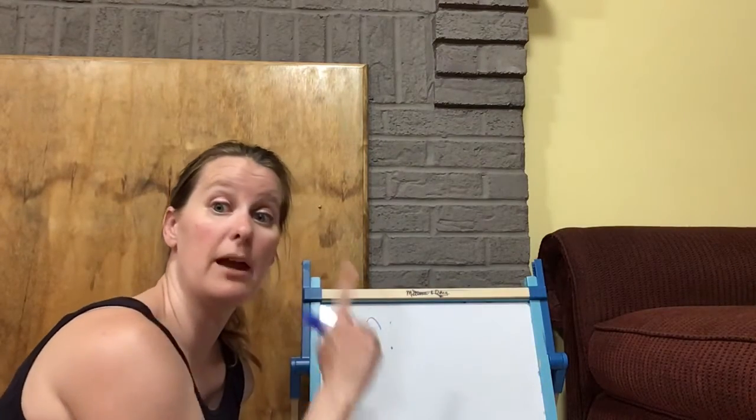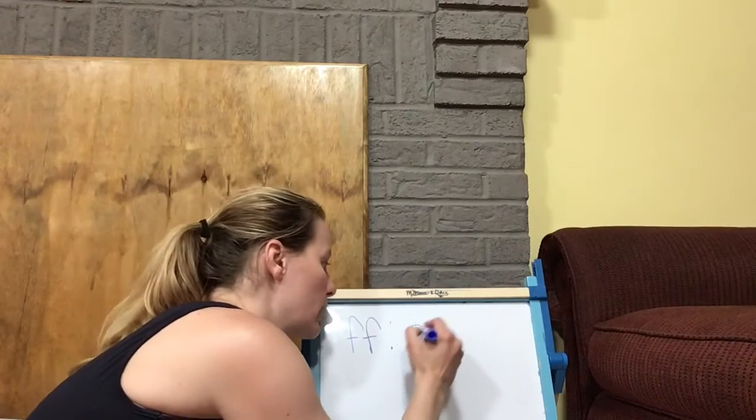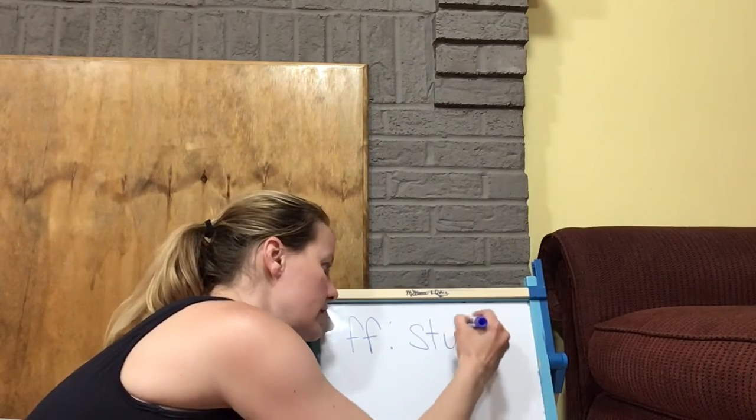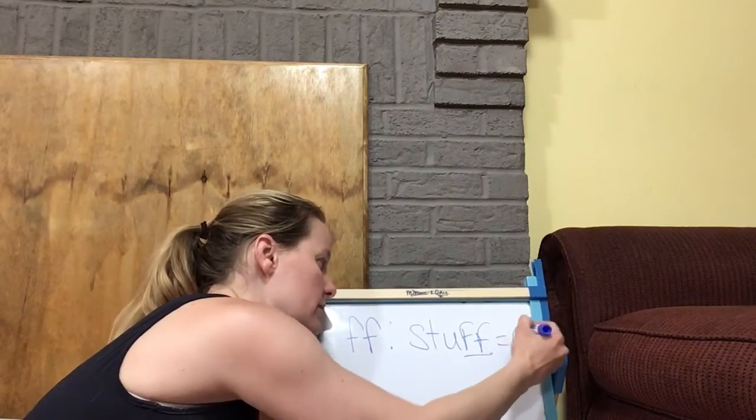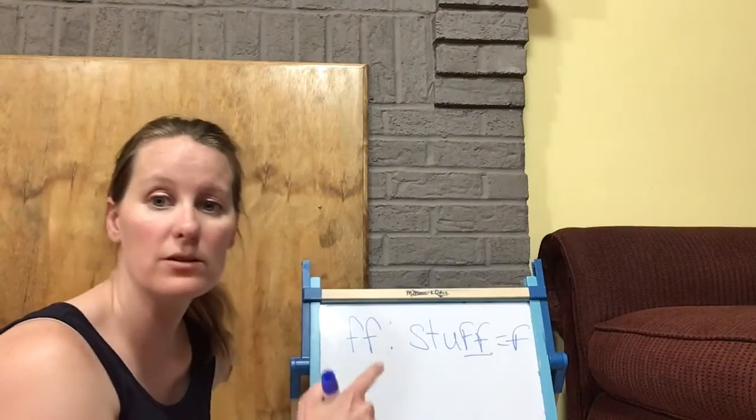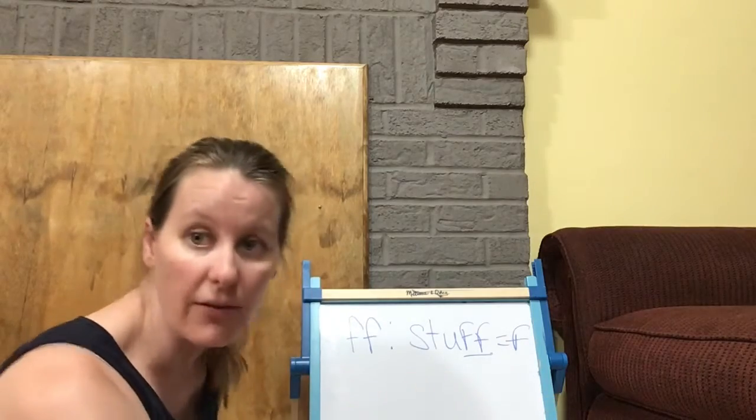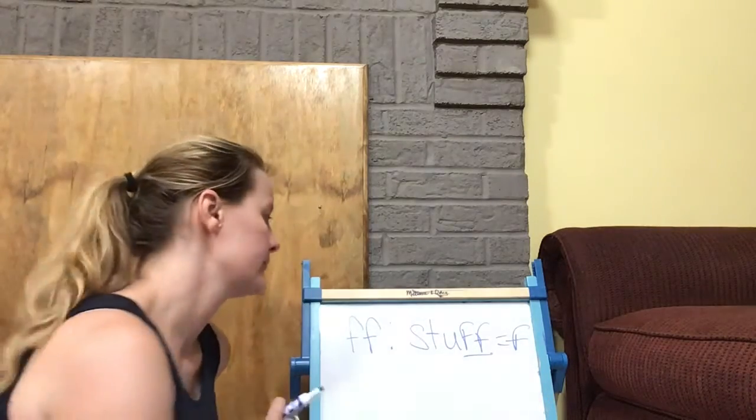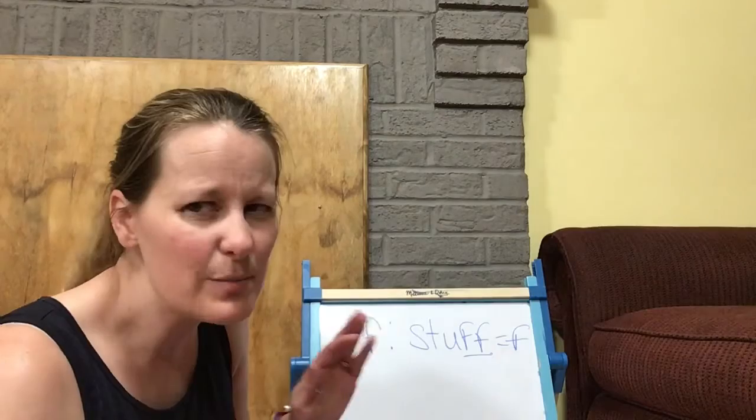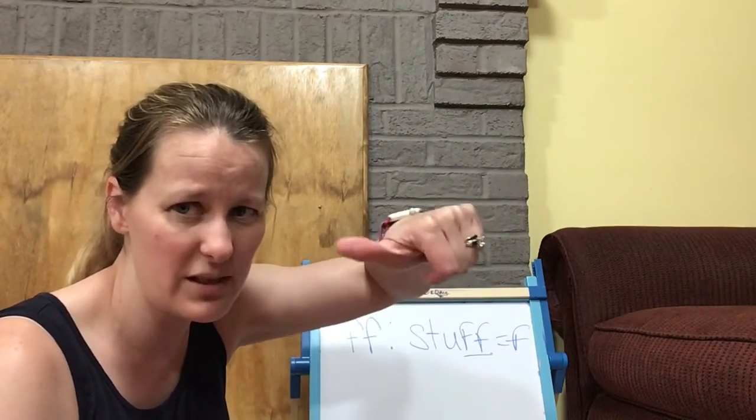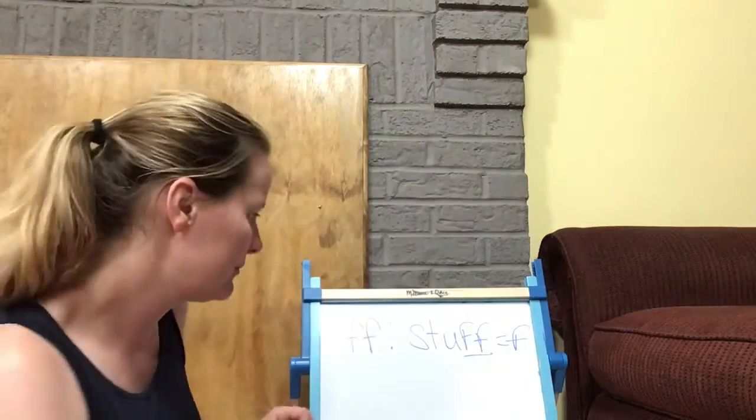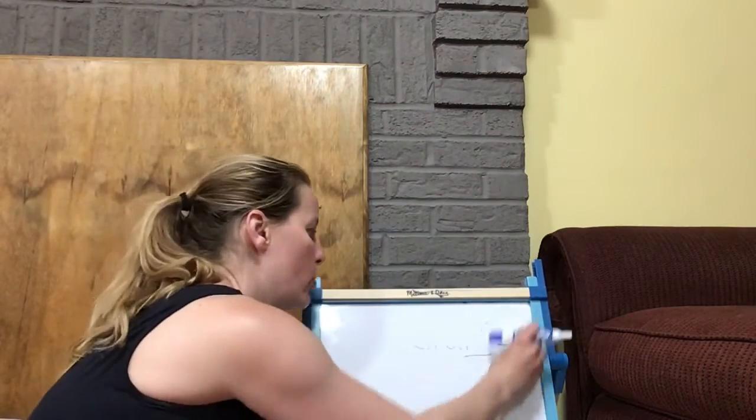There's also words that have two F's that make one F sound, like the word stuff. Stuff has two F's and that equals F. You don't say stuff with two F sounds, you say stuff. Is any of this making sense? Thumbs up if you're with me. Thumbs down if you're not with me. Thumbs in the middle if you're kind of with me. All right, I'm going to show you a couple more.